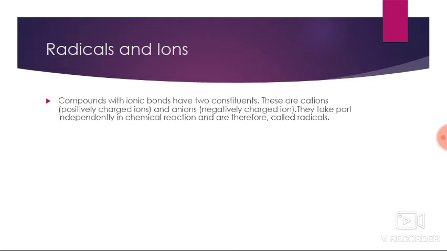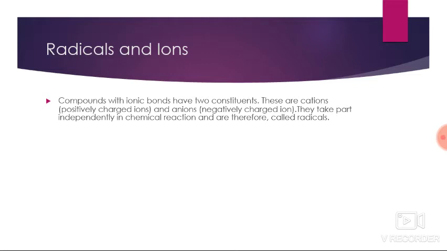So compounds with ionic bonds have two constituents. NaCl, sodium chloride, has two constituents: one is sodium and one is chloride. If it is an atom, we call it chlorine. But after it accepts an electron, it is not an atom, so its name changes a little bit. It becomes chloride ion. So there are cations and anions of a compound. Cations are the positively charged ions, and anions are the negatively charged ions.